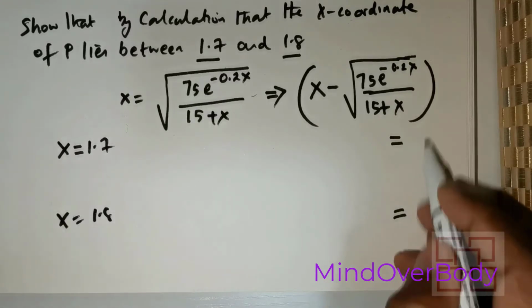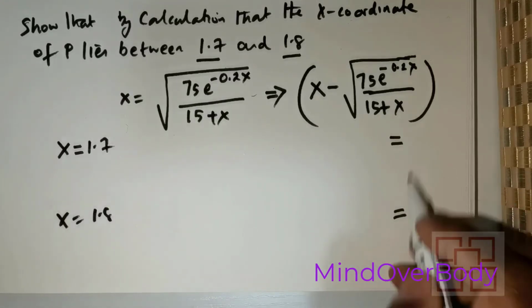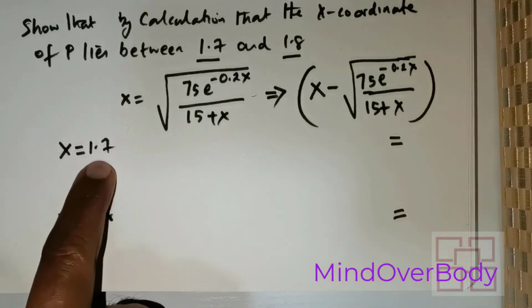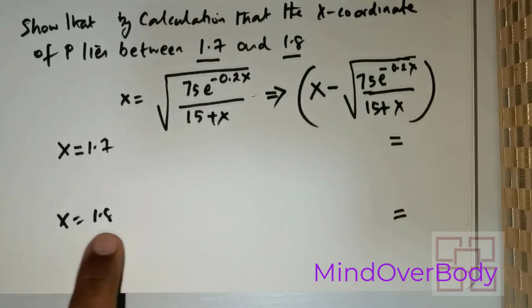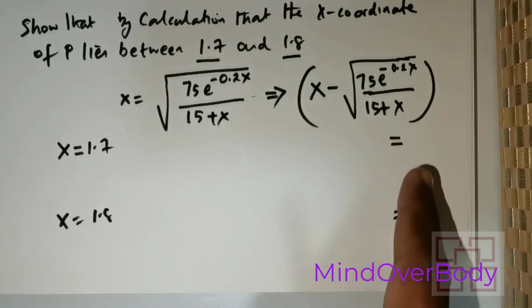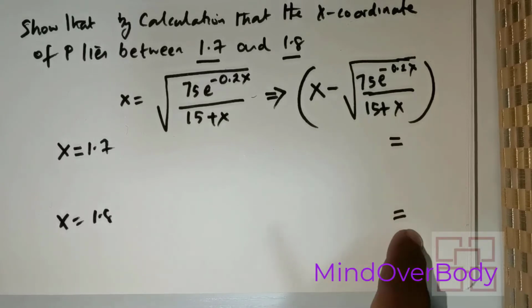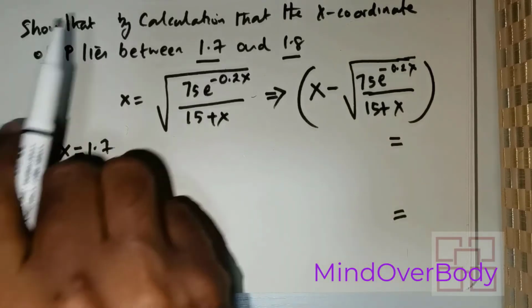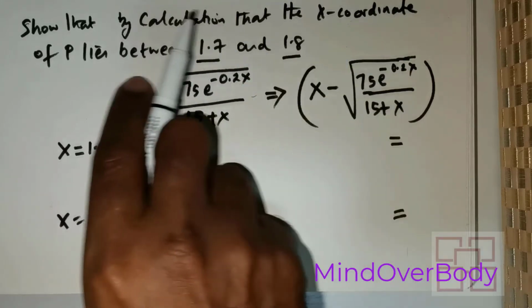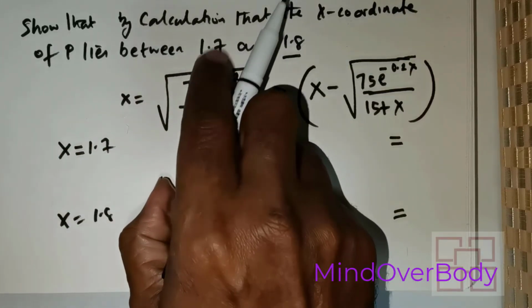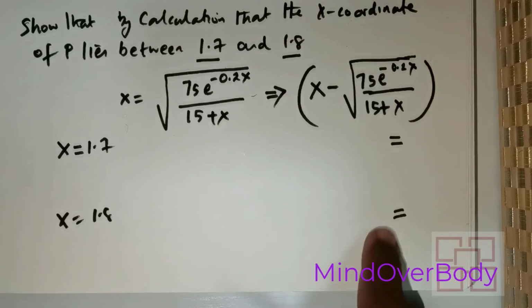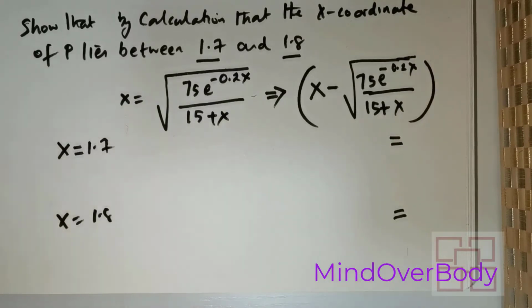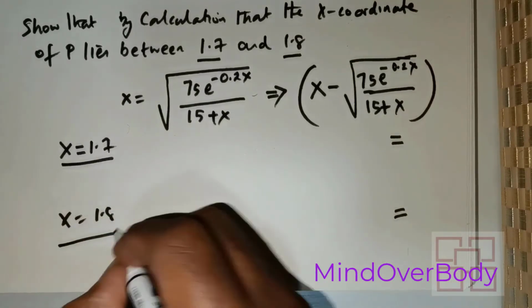Now what is the meaning of that? Whatever sign we get here, it should not be the same sign. In other words, if for x equal to 1.7 we get a positive sign, we should get a negative sign for x equal to 1.8. In other words, the signs should be different. If the signs are different, then we can surely conclude that the x coordinate of P for sure lies between 1.7 and 1.8. To say it in a different manner, the signs should not be the same. So that is the check that we are going to be doing now. So how are we going to do that?